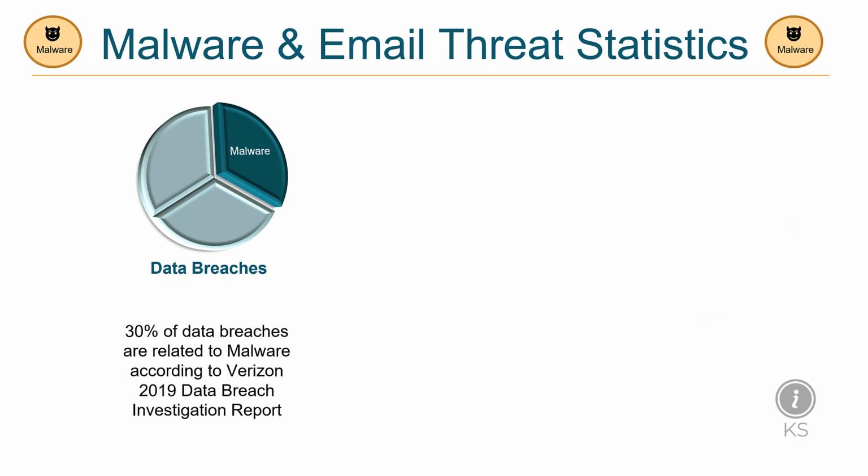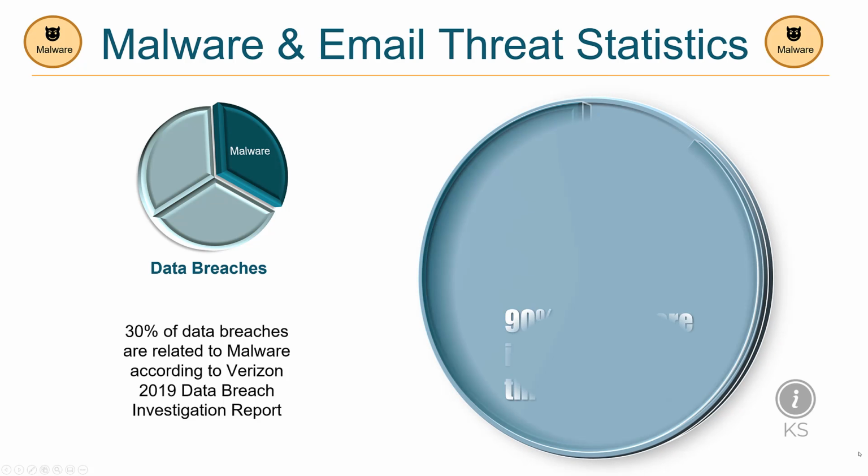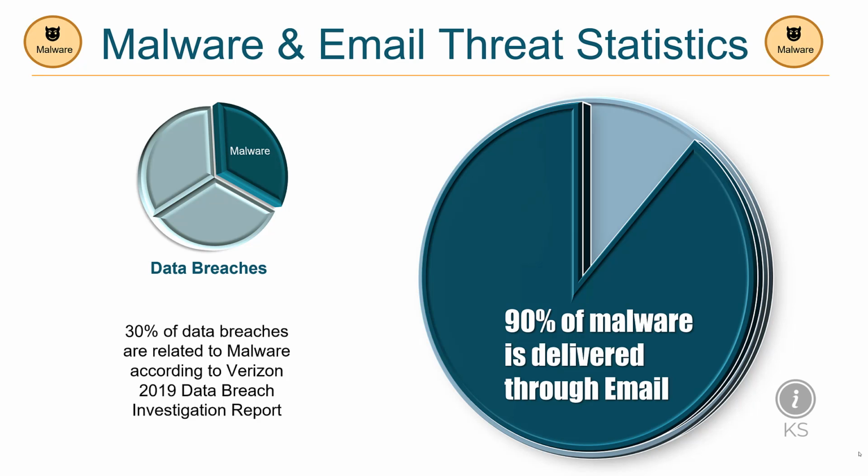We've reviewed a lot of information on risk and security fundamentals. Let's bring things back into the security realm and talk details about a threat. Malware in email is the threat highlighted in this series of videos, and the vulnerability is humans. According to the 2019 Verizon Data Breach Investigation Report, 30% of data breaches are related to malware. If we take that 30% and we blow it out into its own pie, what we'll find is that 90% of malware is delivered through email. That is a significant number.